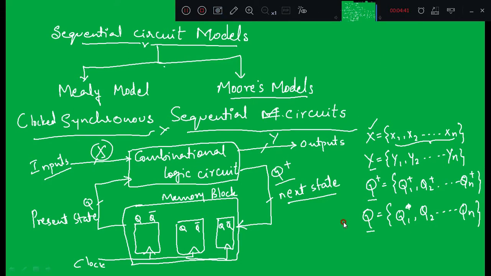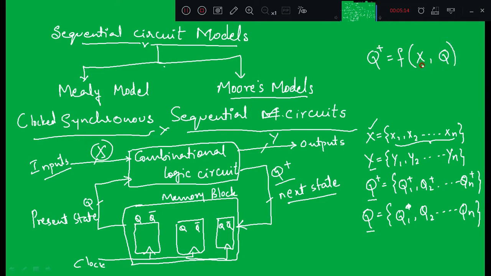So here from the block diagram we can write Q plus, that is next state, as a function of... see here, Y and Q plus are the outputs of a combination logic circuit, right? So here Q plus is a function of two inputs. Which are the inputs now for Q plus, right? Y and Q plus are the outputs of the combination logic circuit, right? So for these two outputs, the inputs are going to remain the same, that is X and Q.